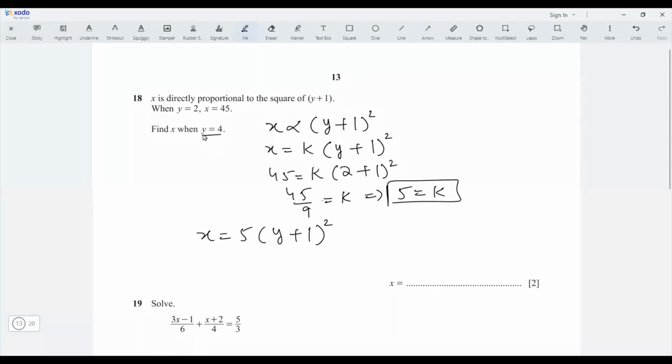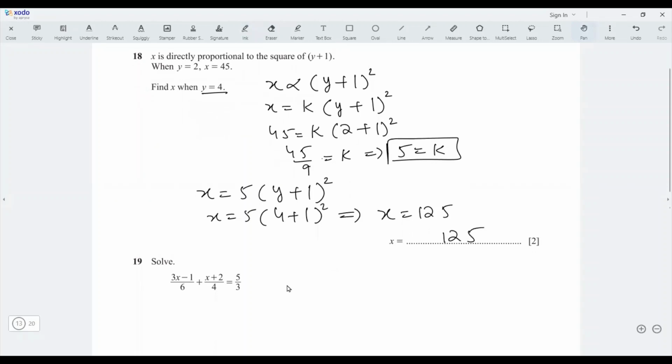Now replacing y with 4 and finding the value of x. So x equals 5 times 4 plus 1 whole squared. So 4 plus 1 is 5. 5 squared is 25. So 5 times 25 results in 125. So the answer to this is 125.